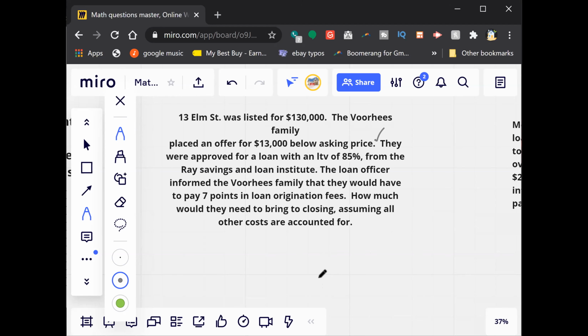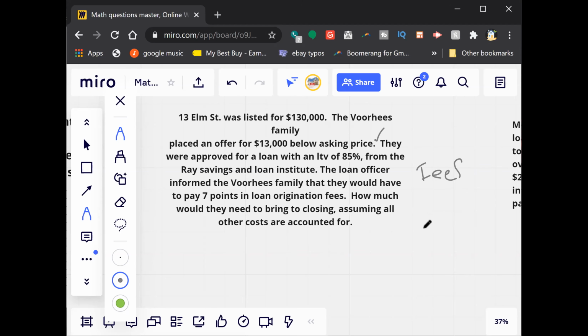What is our end game? Our end game is to find out how much money they need to bring to closing, right? Find out the closing costs. Okay, so Sherry, I'm going to ask you this: what are the closing costs going to consist of? Because I'm going to put them right here. So we're going to talk about the fees, the fees that they have to collect.